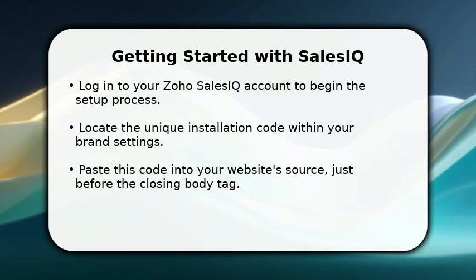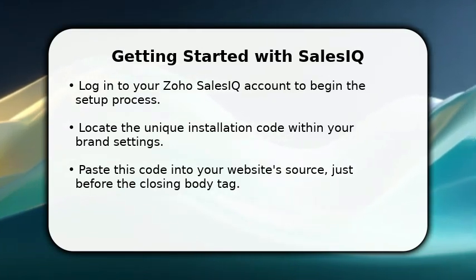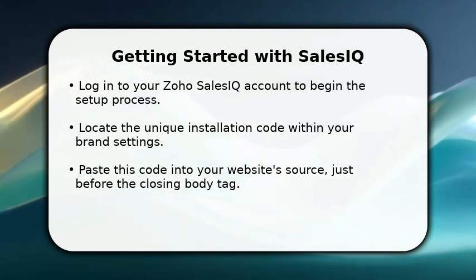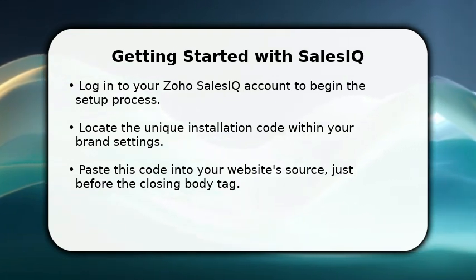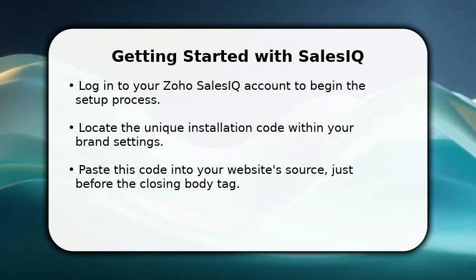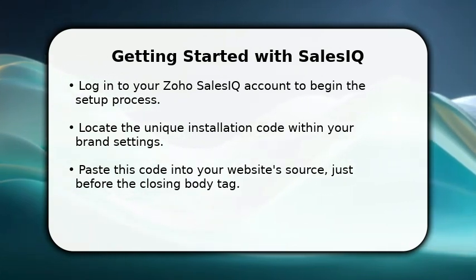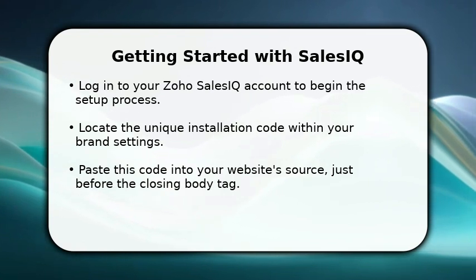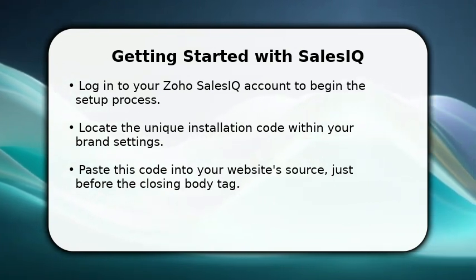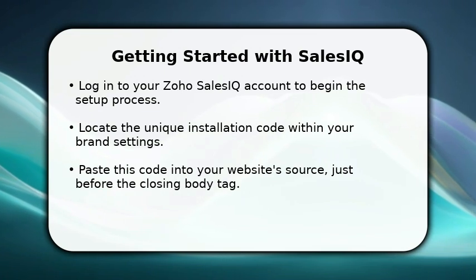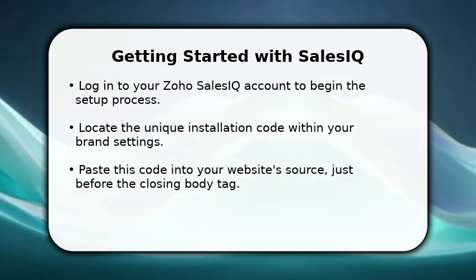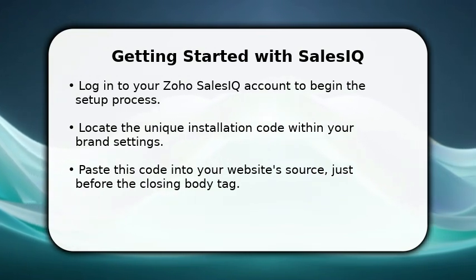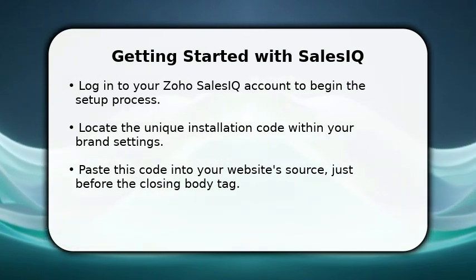In this video, I will explain how to set up Zoho SalesIQ. First, you will need to log into your Zoho SalesIQ account. Once inside, navigate to your brand settings to find the unique installation code. This code is crucial for connecting SalesIQ to your website. Simply copy the code and paste it into your website's HTML, specifically before the closing body tag. After saving and publishing your website, the chat widget will become active, ready to engage your visitors.